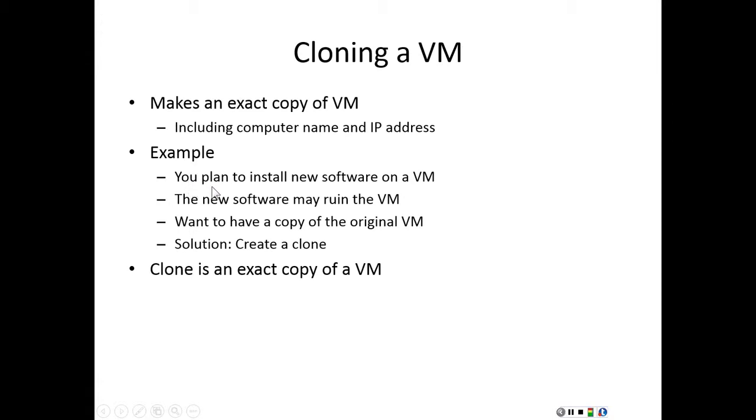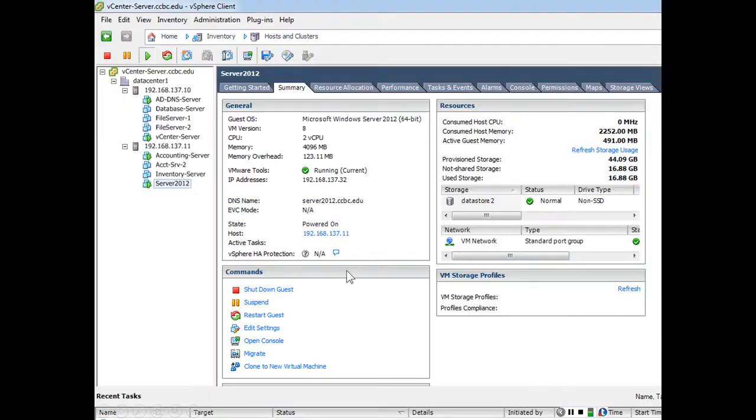Here's the example of when you would use cloning. You plan to install new software on a virtual machine, and the new software may ruin the virtual machine. So you want to have a copy of that virtual machine just in case the new software trashes the virtual machine. And the solution is to create a clone. A clone is an exact copy of a virtual machine.